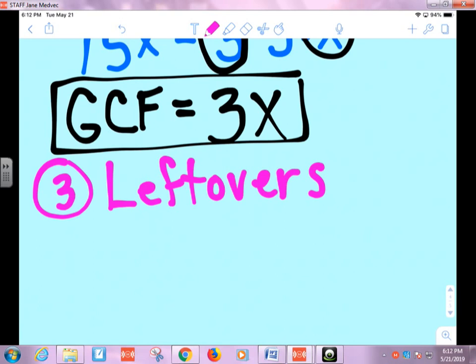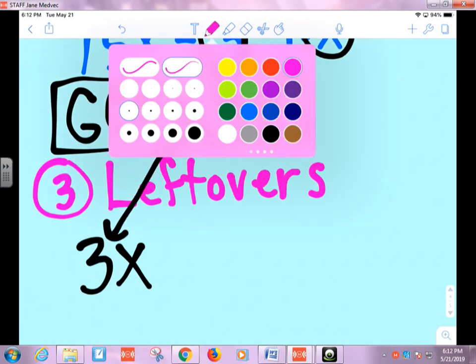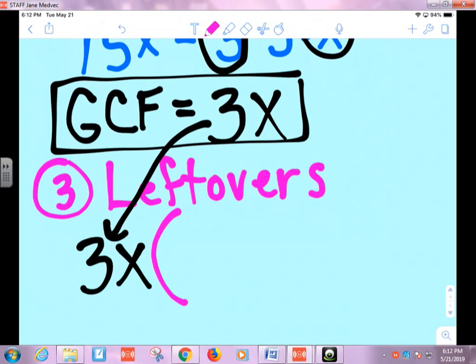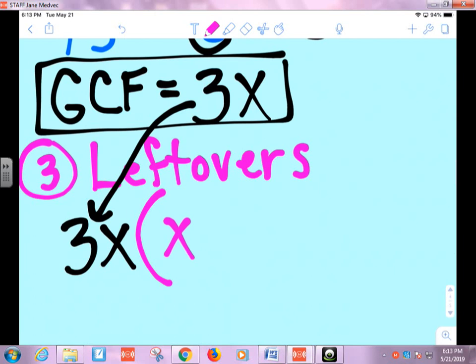So what I'm going to do first with leftovers is take my greatest common factor from up above and put it there. So you'll notice this right here comes down there. And then I'm going to put a parenthesis and go back up to that 3x squared. I'm going to highlight it for you. I'm going to look at what I didn't circle. Well, you're going to notice right here, I didn't circle that term. I circled the 3, I circled the x, but I did not circle that other x. So that is a leftover. So I'm going to come down and write the x here, that's the leftover.